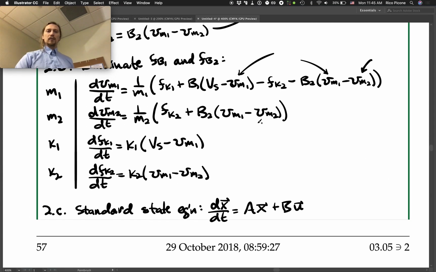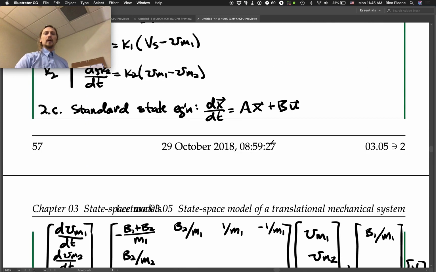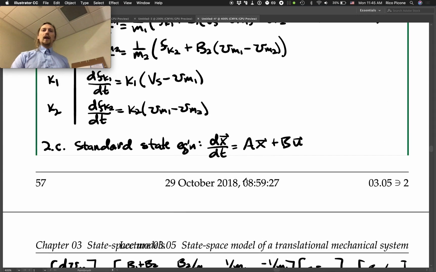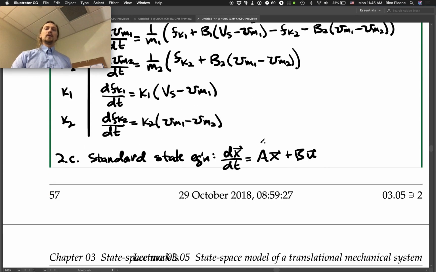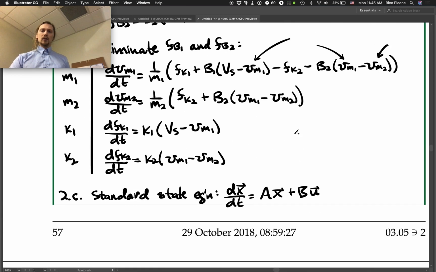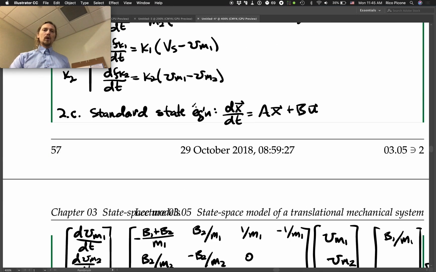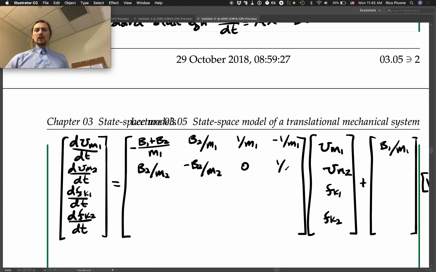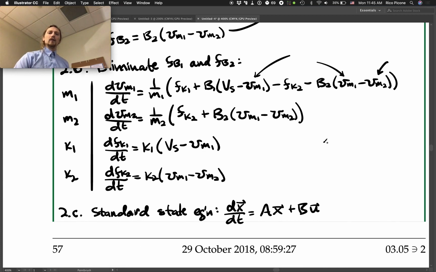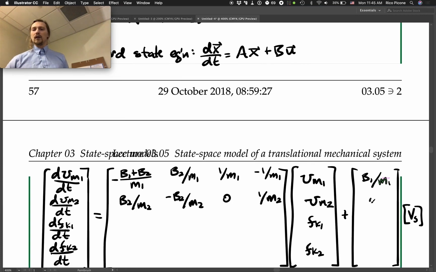Vm2 shows up, negative b2 over m2. Fk1 does not show up, so it gets a 0. And Fk2 shows up as 1 over m2. And Vs does not show up at all, so the input doesn't show up at all, so we get a 0 for Vs, or for the B matrix in that row.